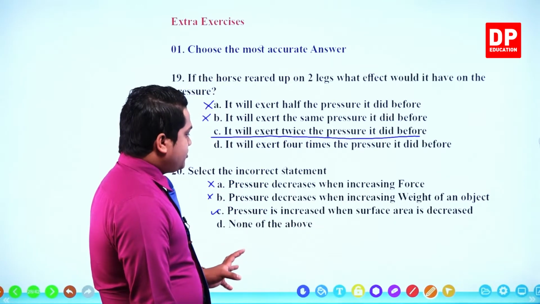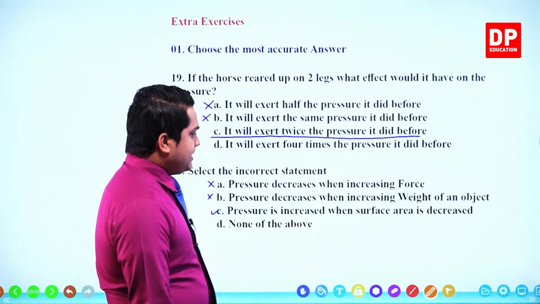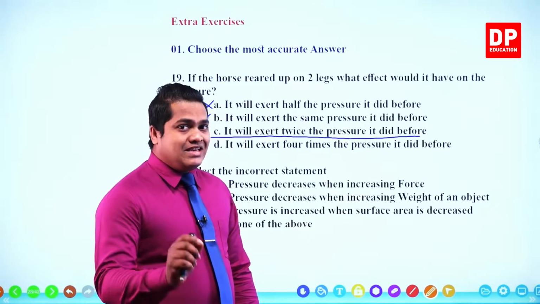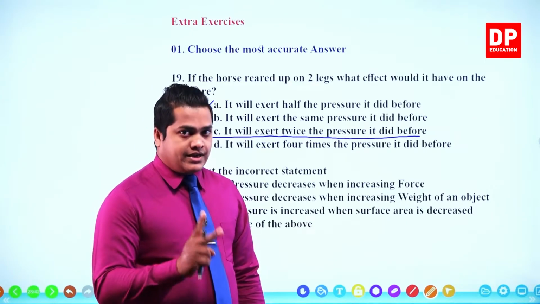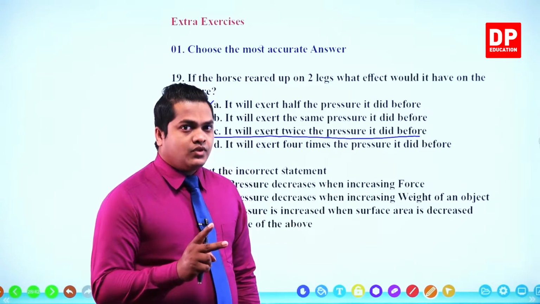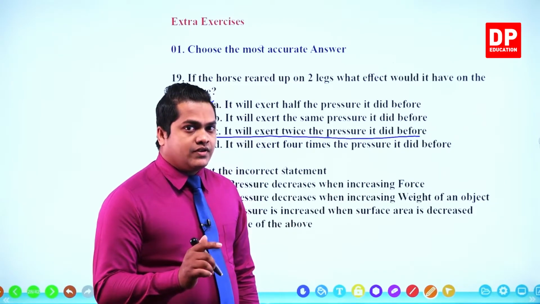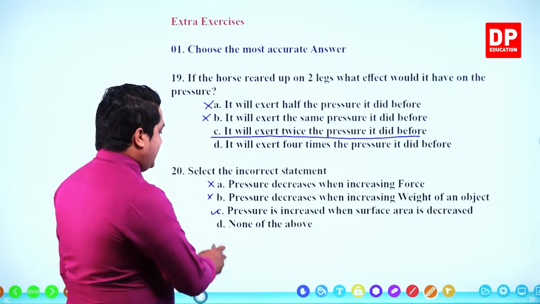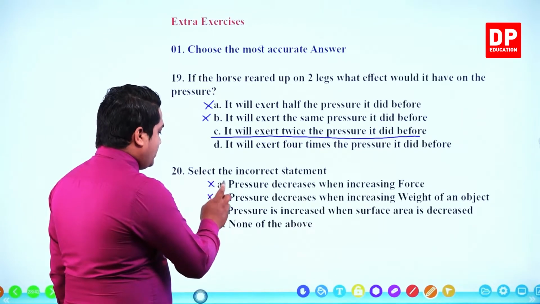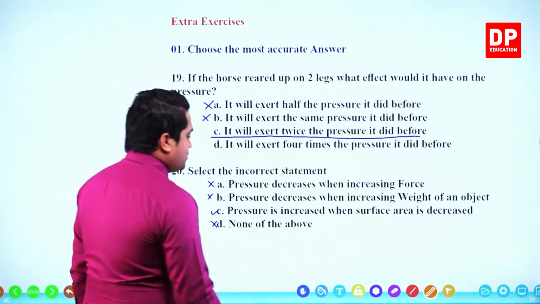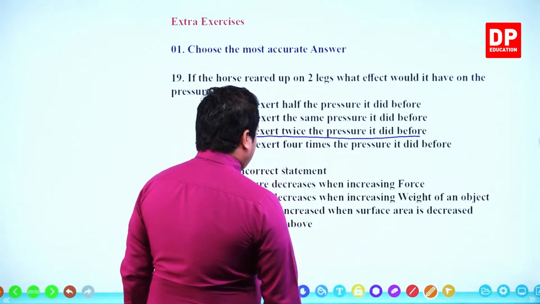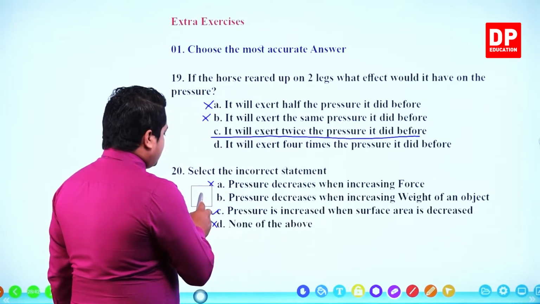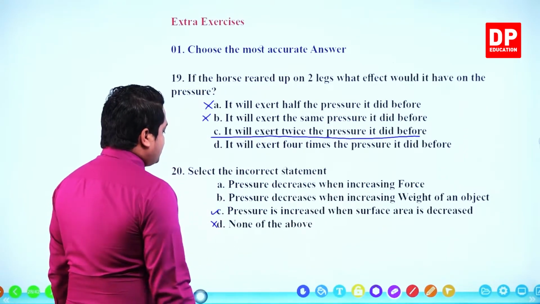In the third one, pressure is increased when surface area is decreased. So, we have to choose the incorrect answer. There are 2 incorrect answers over here. So, I'll mention both the incorrect answers. None of the above cannot be taken as an answer because there are 2 incorrect answers. Okay. So, sometimes in some questions, this would happen very rarely. In some questions only.